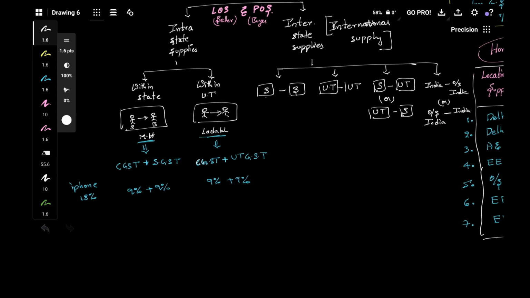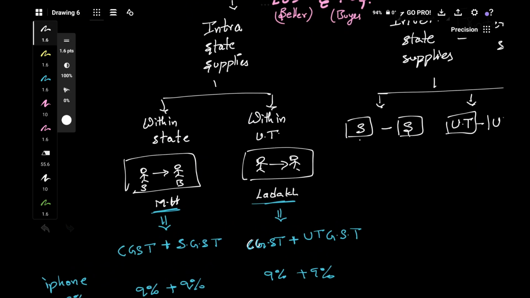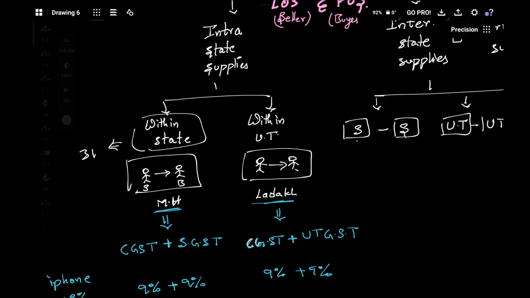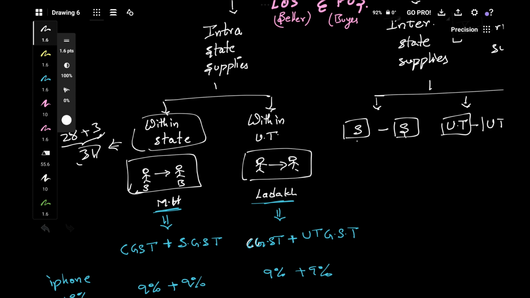So you are clear with this, right? Within a state, you are clear with intrastate supplies. Within a state means how many states? We have 31 states: 28 states and 3 union territories with legislature that are also regarded as states. Both of these together make 31. And in each state, if in one state itself there is a seller and a buyer, then that is intrastate. There are also 5 other union territories, right? In each of those union territories, if there is a buyer and a seller in the same union territory, that is intrastate. So you are clear with this.